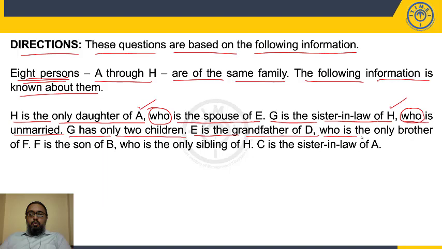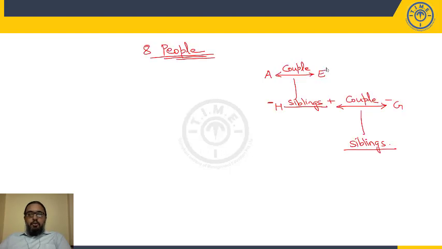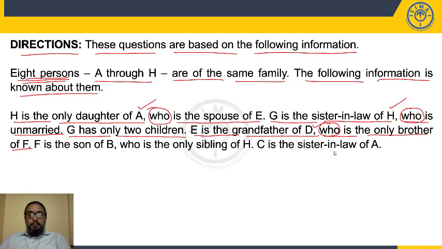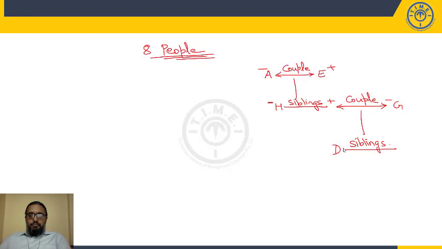Who is the only brother of F. So who means again it is D. So E is the grandfather to D. Now E is a grandfather, so E is a male. If E is a male, A is a female. Now grandfather to D, so D has to be a child to the couple there because H is unmarried. So D, who is the only brother of F, means D is a male brother to F.